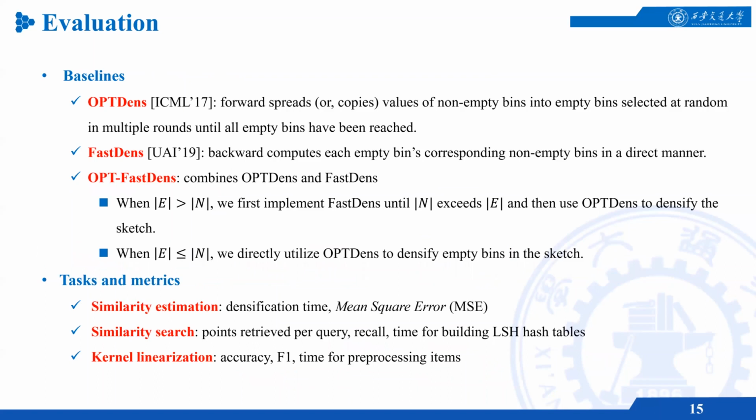We compare our method with three baselines: OPT dense, fast dense, and a method OPT fast dense, which combines OPT dense and fast dense. When the number of empty bins is larger than the number of non-empty bins, OPT fast dense first implements fast dense and then uses OPT dense. Otherwise, it directly utilizes OPT dense for densification. Also, we use three tasks for comparison: similarity estimation, similarity search, and kernel linearization.